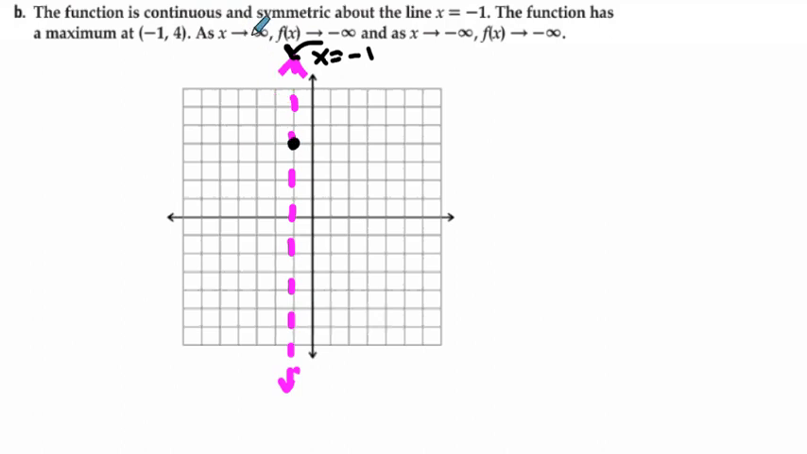It says as x approaches infinity, so going this way, right, f of x, or in other words, all your y values, approach negative infinity. So that means this thing is going down, right? And then it says as x approaches negative infinity, so going this way now, f of x is also approaching negative infinity. So this thing is going down both ways. And the thing I know is it says this is symmetric, right? So whatever is going on this side has to be a mirror image over here on the other side.